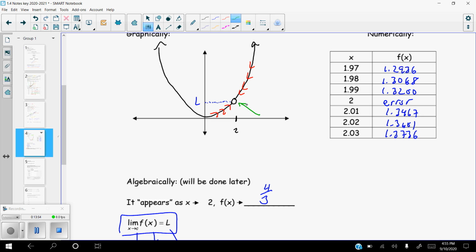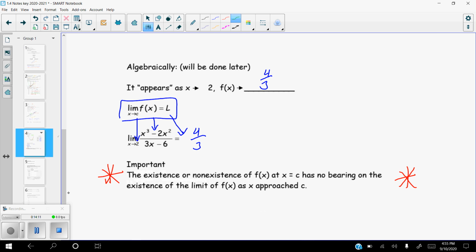So whether that point in there was a hole or whether it was filled in and it actually was a point would make no difference. As x approaches 2, it looks like the limit or the y value is approaching 4/3, even if it's not actually there. It's what does the limit approach. So the existence or the non-existence of f of x or the y value doesn't matter in this case. Very important concept.